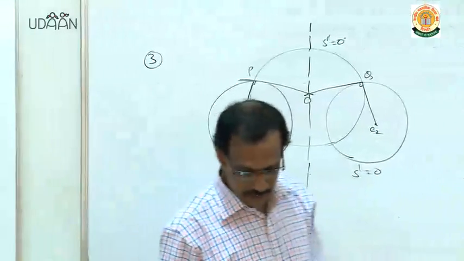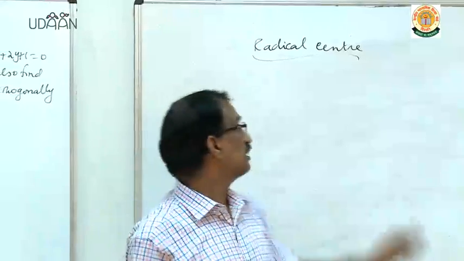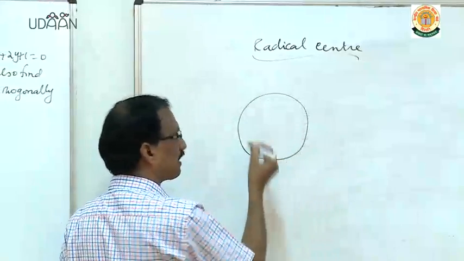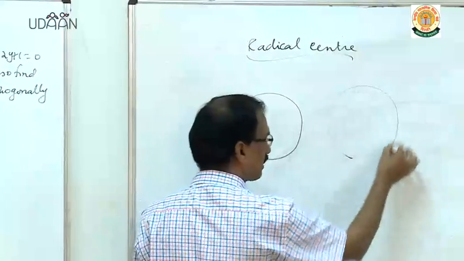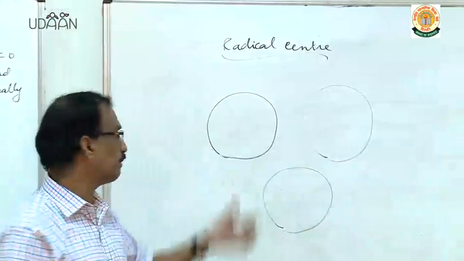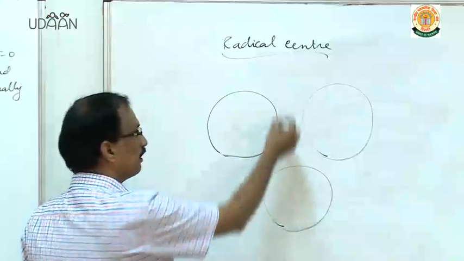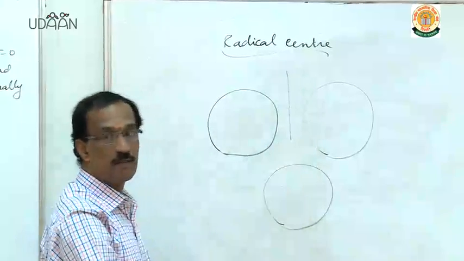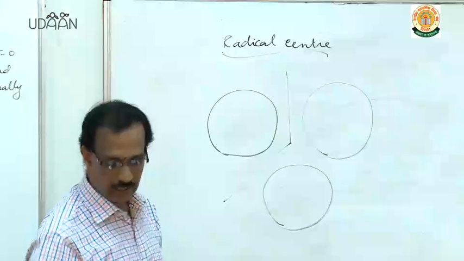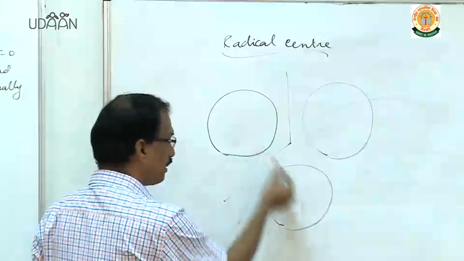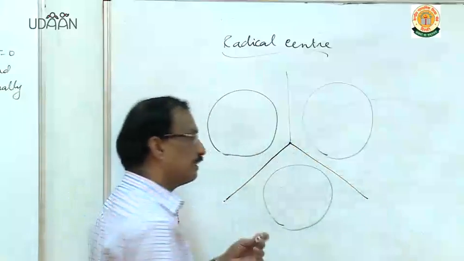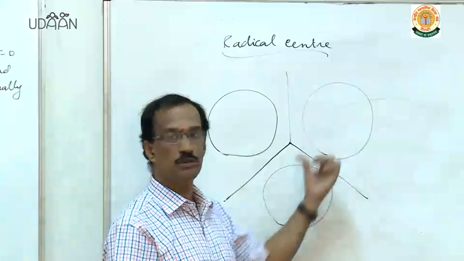What is your radical center? The radical center is where the radical axes of three circles, taken in pairs, meet. That means you take two circles, this is the radical axis of these two circles, and this is the radical axis of these two circles, and this is the radical axis of these two circles.